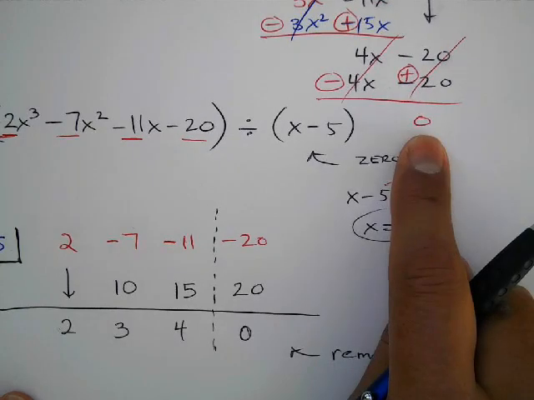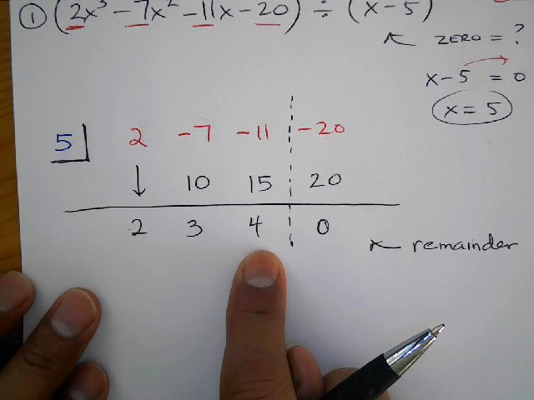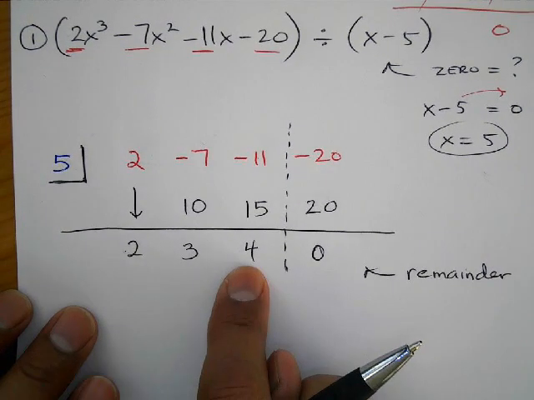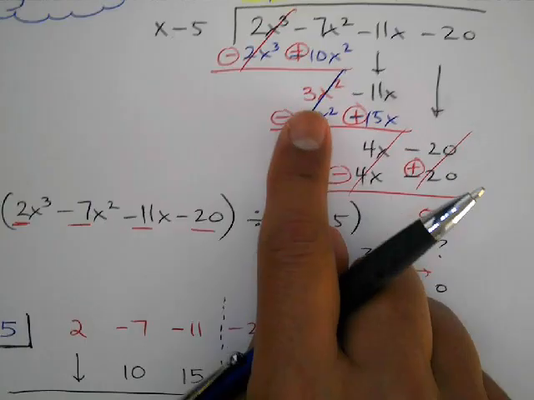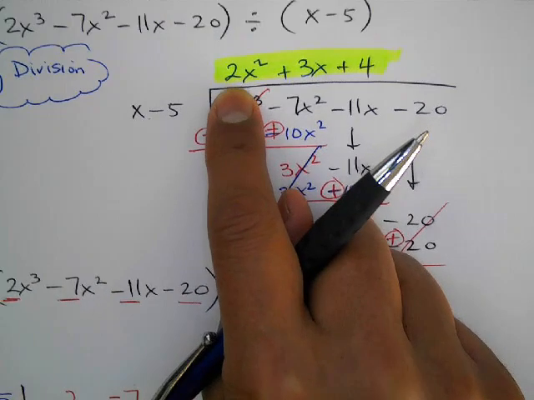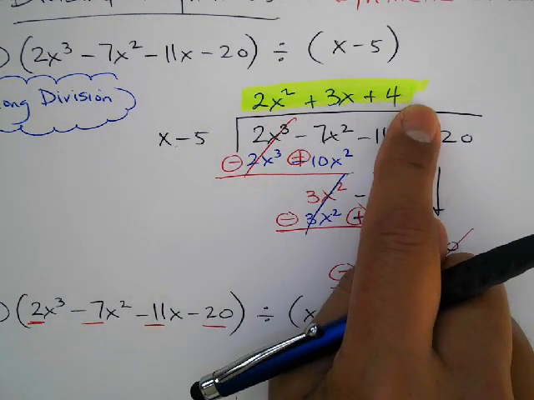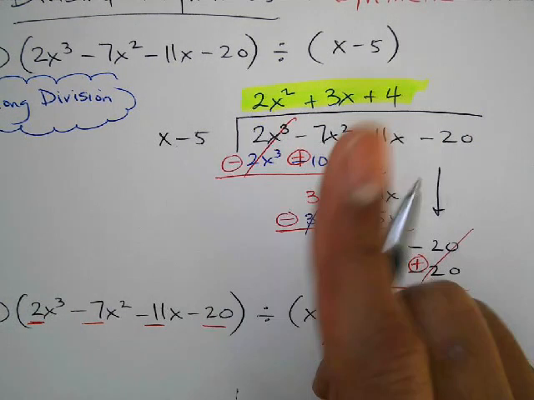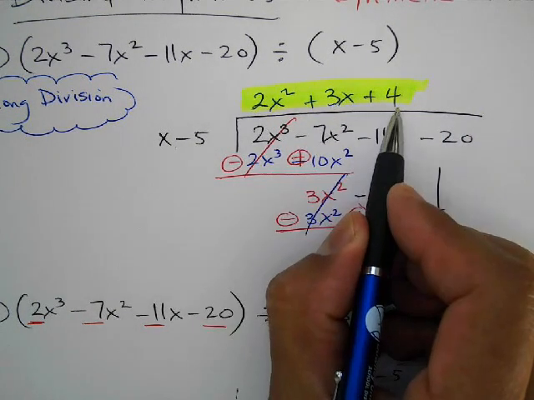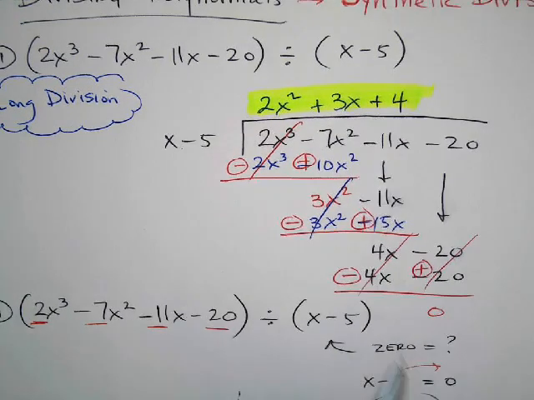Right, our remainder was 0. That's the remainder here. But what's this 2, 3, 4? Everybody see this 2, 3, 4? Well, look up here in your answer. What numbers do you have right there? 2, 3, and 4. It's these same coefficients that are going to be the ones for the answer in the quotient. This is the quotient, right?